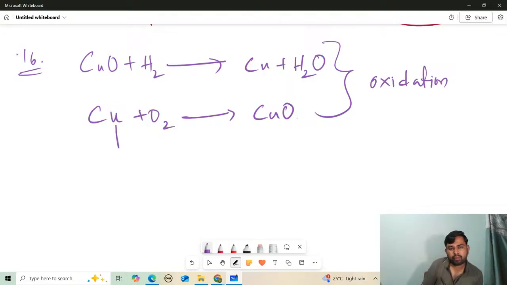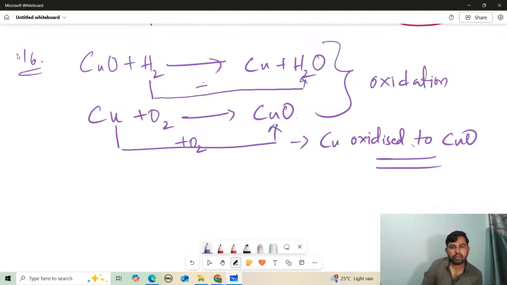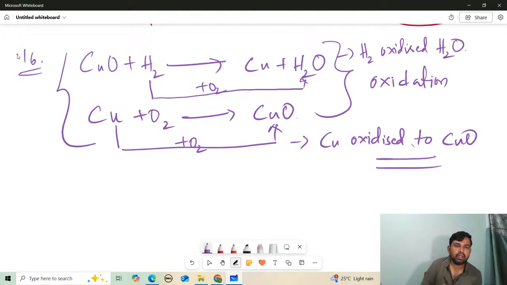You see here, from here to here, we added oxygen to the copper. So I can say in this process copper is oxidized to copper oxide. Clear? This is an example of oxidation. Similarly, in this one, which one is oxidized, sir? You can say hydrogen here. So to hydrogen we added oxygen. I can say in this second one, hydrogen H2 is oxidized to H2O. These two are examples of oxidation.